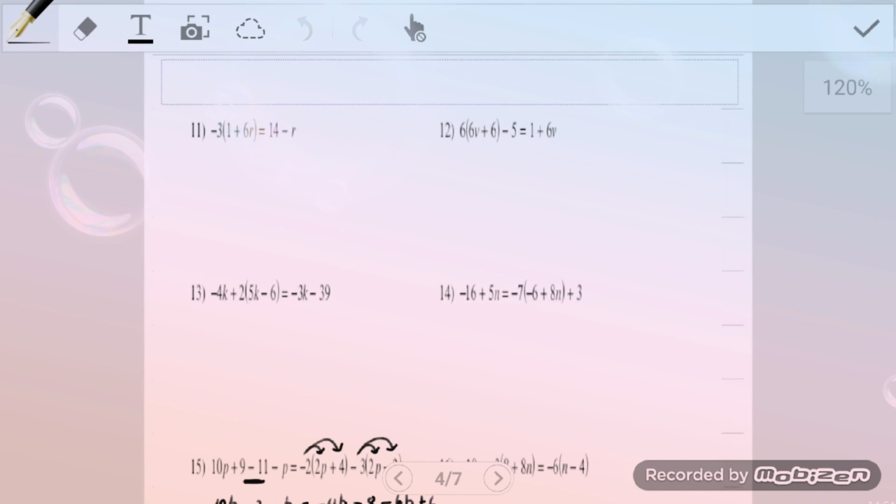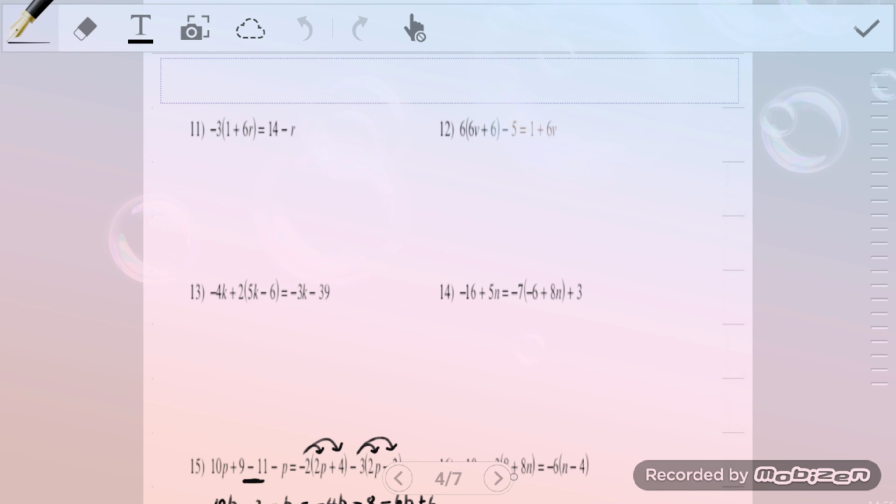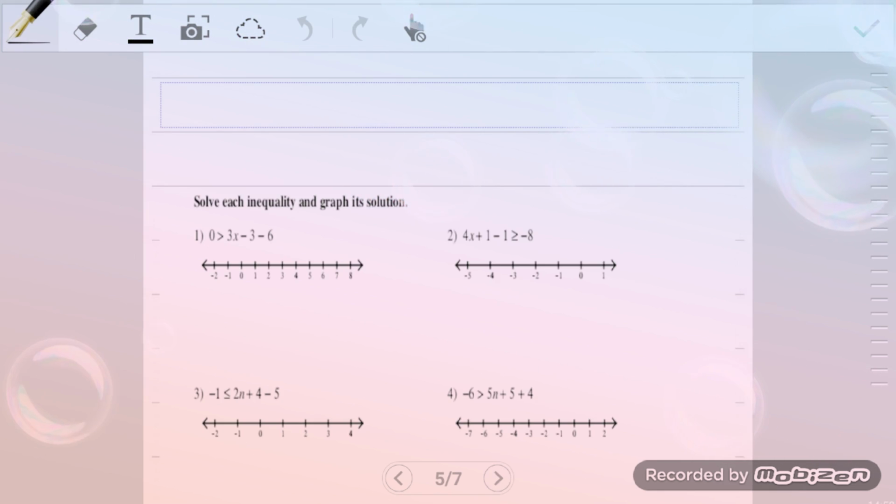Let me just give you a chance there to take a screenshot. All right, there we go. You should be able to take a screenshot by now. All right, there we go.